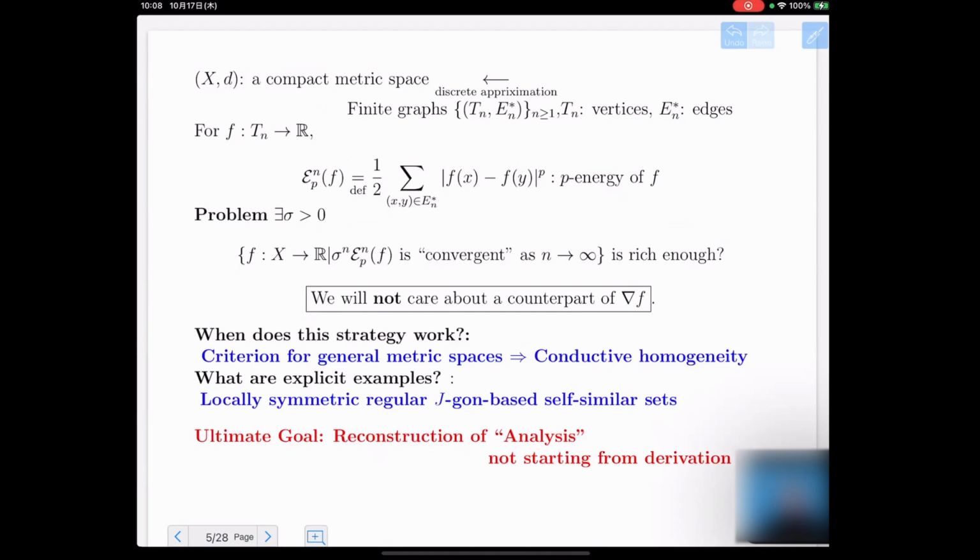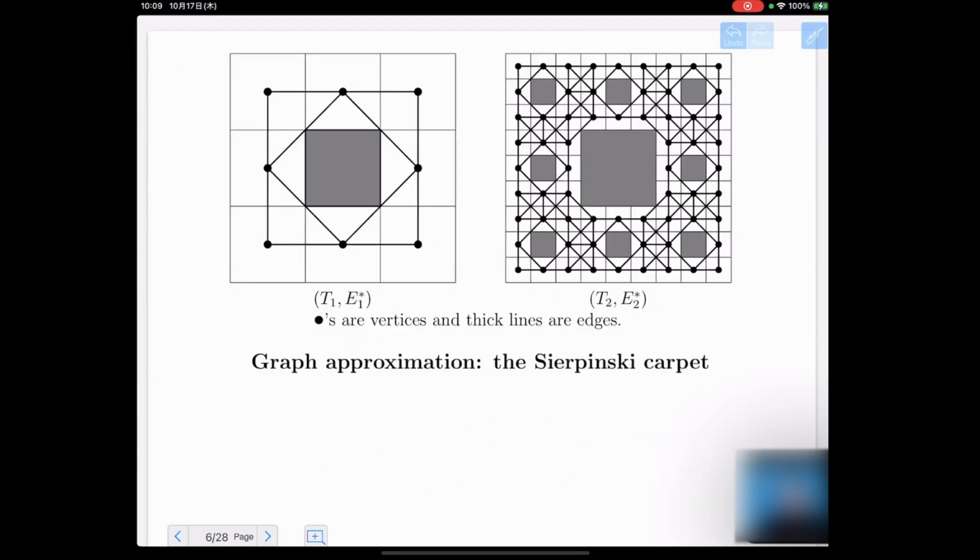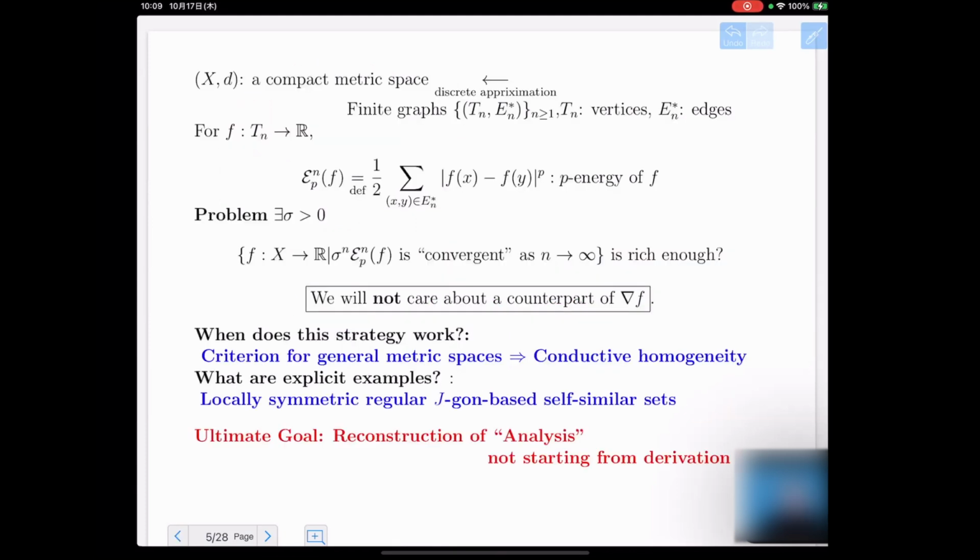So in general, let (X,d) be a compact metric space, and let's approximate this X by a sequence of graphs. In the case of the interval, the graph is like this one: these are the vertices and these are the edges. This is the case of the Sierpinski carpet: these are the vertices and these are the edges. This is the first step, and this is the second step. So in general, let's think about some graph approximation of the space, and then on this discrete graph we have a discrete version of the p-energy.